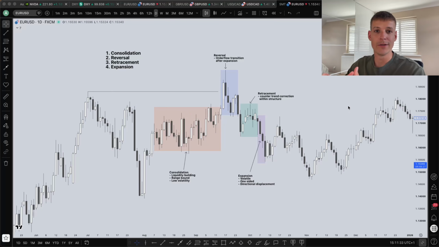So we have 4 different market profiles, 4 different market conditions. The first one is consolidation. Second one is reversal. Third is retracements. And fourth is expansion. Now we're going to go through each individual one, their characteristics, and then we'll go through some examples and talk through charts together, how we can identify them, where we want to position ourselves and what we actually want to participate in.